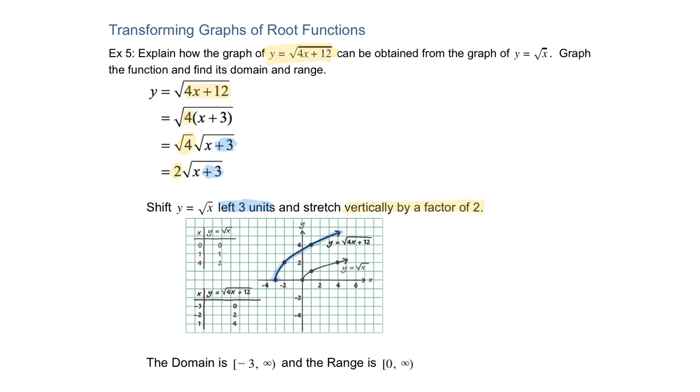So you can look at my original parent function. I just square root my numbers. Square root of 0 is 0, square root of 1 is 1, square root of 4 is 2. And so there would be my original parent graph. And then all of the outputs are going to get multiplied by 2. So 0 times 2 is still 0.